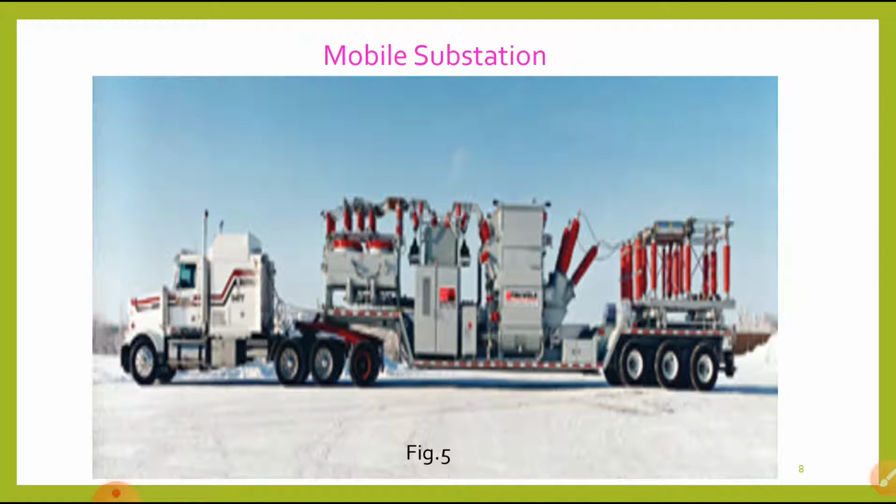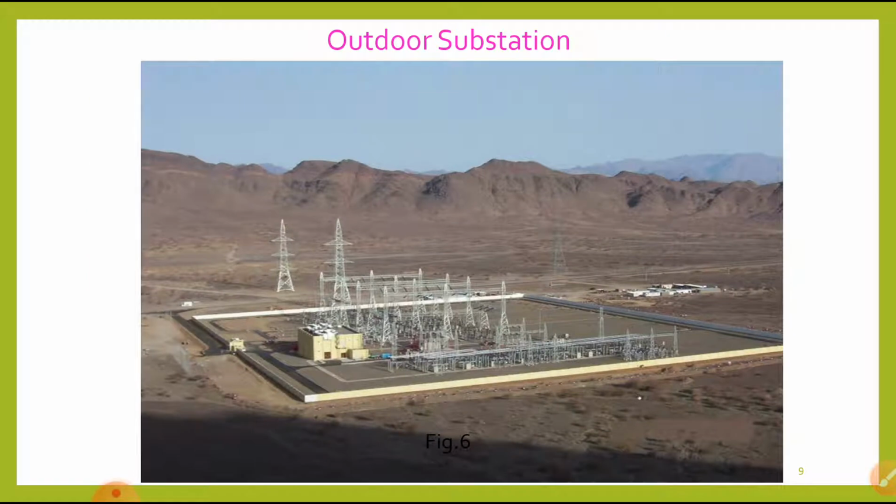Now, we can see the classification based on the location. So, you can see the outdoor substation here. It is placed far away from the populated area, so it is exposed to the atmospheric conditions.